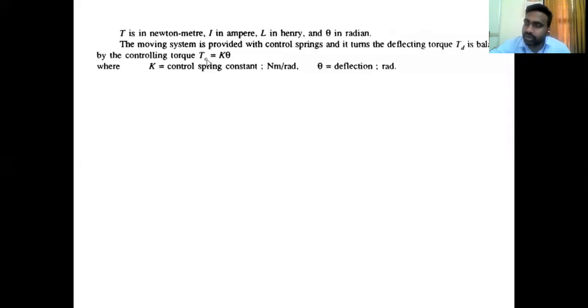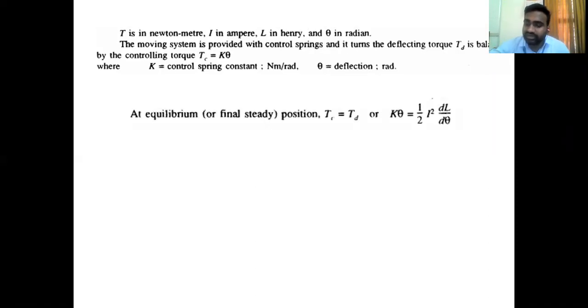And what is the expression of controlling torque? Controlling torque T suffix c is equal to k into theta, where k is the spring constant. At steady state, that means after the needle reaches its maximum value at an equilibrium position, the deflection torque is equal to the controlling torque. So what is the value of deflection torque from the previous discussion? That is half into I square dL divided by d theta.